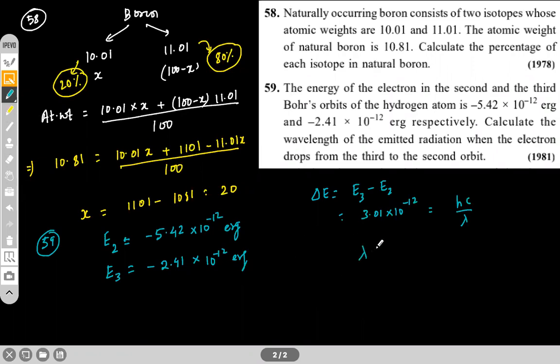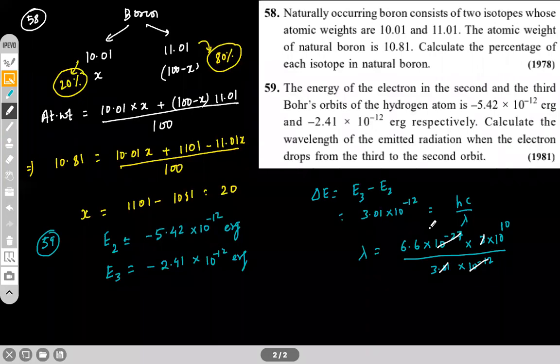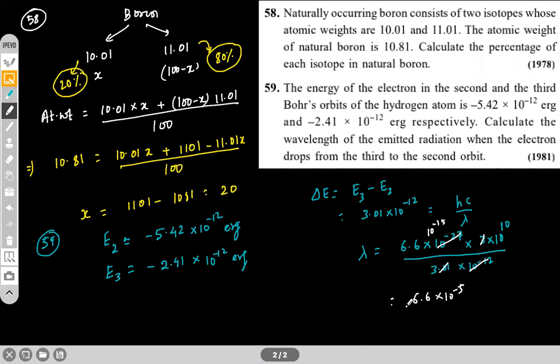So lambda equals 6.6 approximately, taking 10 to the power minus 27 erg second, into c. We should write it in the CGS system, so the value is 3 into 10 to the power 10 centimeter per second, divided by the energy 3.01 into 10 to the minus 12. With the approximation, the 3 and 3 get cancelled, and this becomes 10 to the power minus 15 and 10 to the minus 5. So we get 6.6 into 10 to the power minus 5.